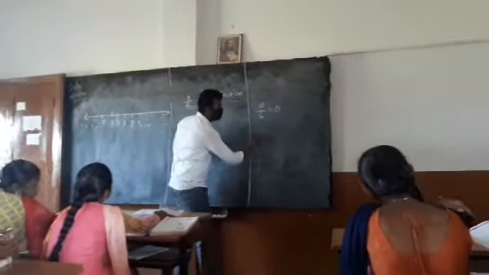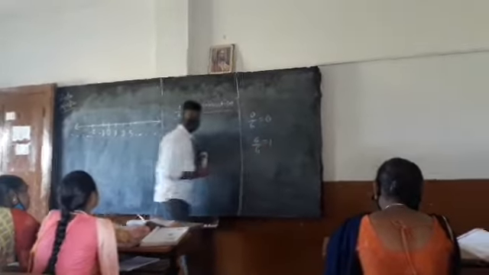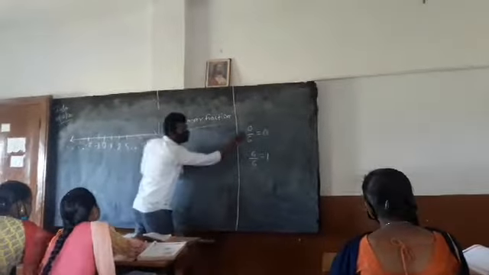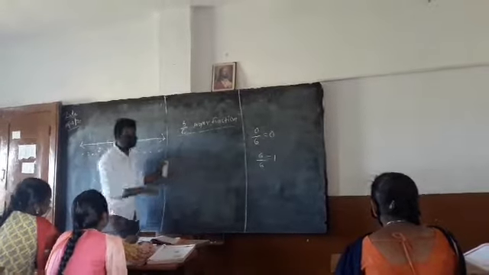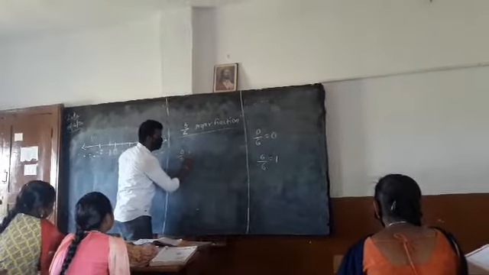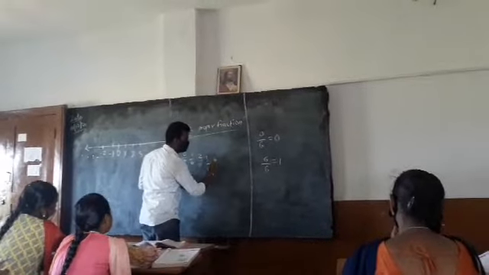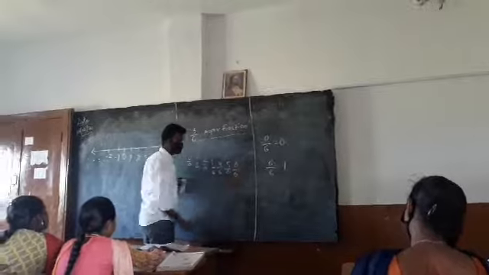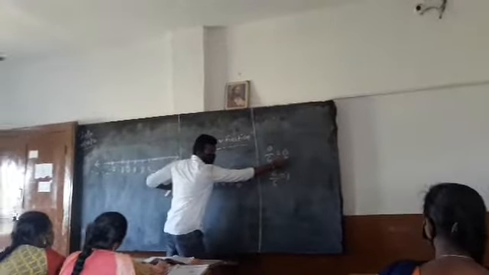Can you write 1 as 6 by 6? Yes, sir. Isn't 5 by 6 between 0 by 6 and 6 by 6? It is 0 by 6, 1 by 6, 2 by 6, 3 by 6, 4 by 6, 5 by 6, 6 by 6. Understood? What is this 0 by 6? 0.